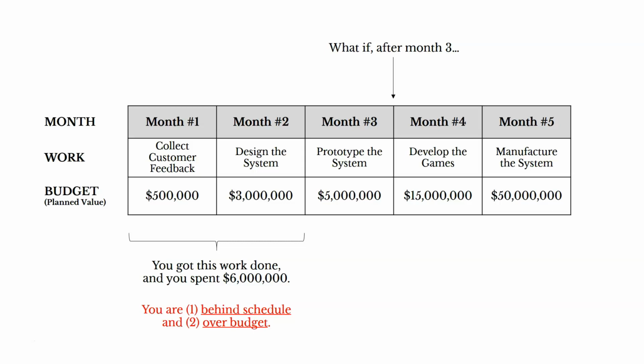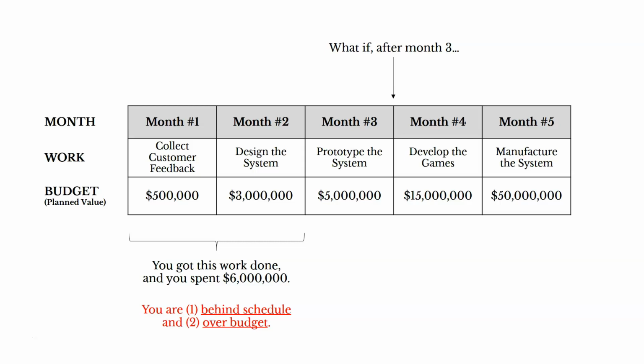So take a look at this. You've only earned collecting customer feedback and designing the system, because that's all you got accomplished. So you only earned that budget. You add 500,000 to 3 million, and that gives you 3.5 million. That's what you've earned. We budgeted that much for those 2 activities. You've only got those 2 things done. But the problem is you've spent 6 million to get them accomplished. So 6 million is your actual cost. Your earned value is 3.5 million.